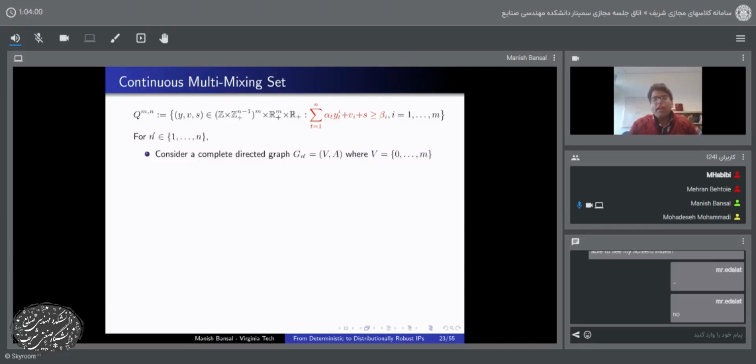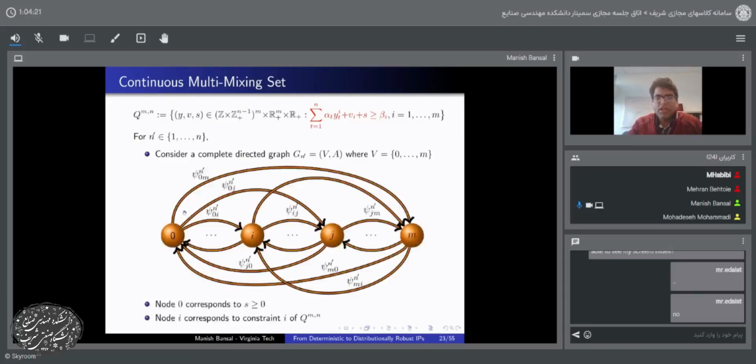All right. So in order to derive inequalities for this set, like I mentioned, the set where n is equal to 1 has been studied by Van Weave. So we are extending the results presented in that paper. What is being done here is, we consider this complete directed graph G, which has m plus 1 nodes, where node 0 corresponds to s greater than or equal to 0, and node i corresponds to constraint i in set QMN. So corresponding to each constraint in this set, we have a node in this graph.